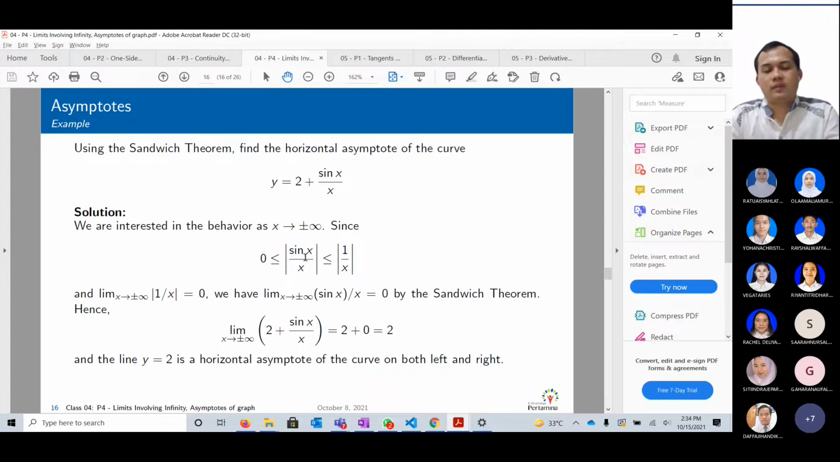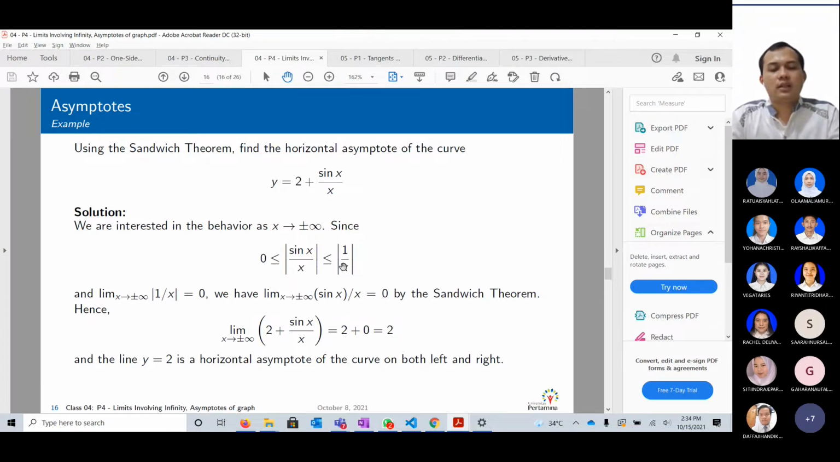Jadi nilai dari sin x per x, kalau kita ambil nilai mutlaknya, nilainya itu pasti ada di antara 0 sampai 1 per x, betul nggak? Betul, Sir. Betul ya, karena sin x itu nilainya selalu dari min 1 sampai 1. Kalau kita ambil mutlaknya, berarti nilai sin x itu selalu dari 0 sampai 1, ya kan? Sehingga pembaginya tetap x, tapi atasnya kita batasi dari atas dengan 1.